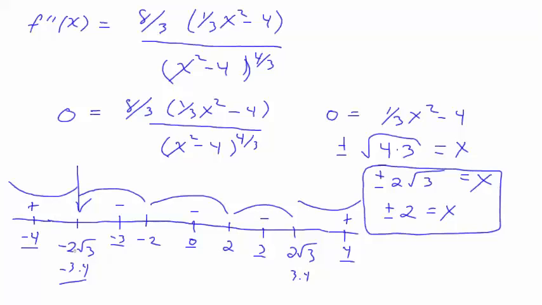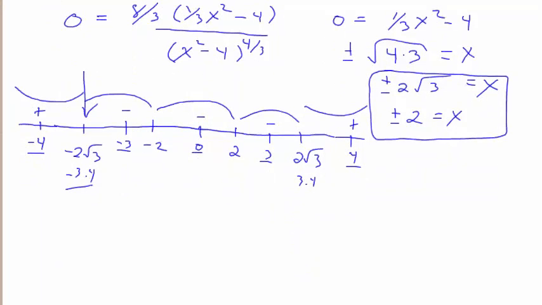Plus, both these numbers are in the domain of the original function, and that's important because if these were vertical asymptotes here, you couldn't get an inflection point at a vertical asymptote. So that's really important.